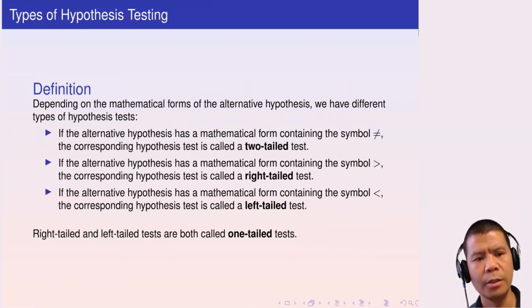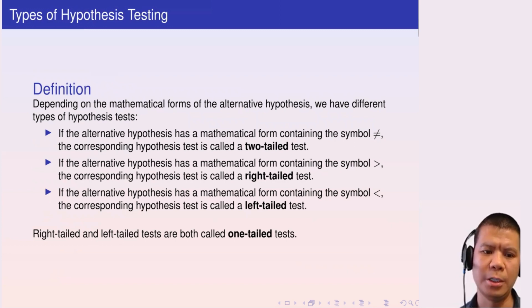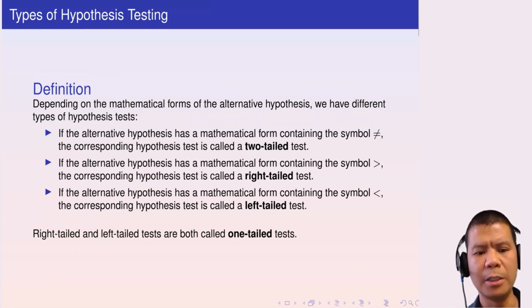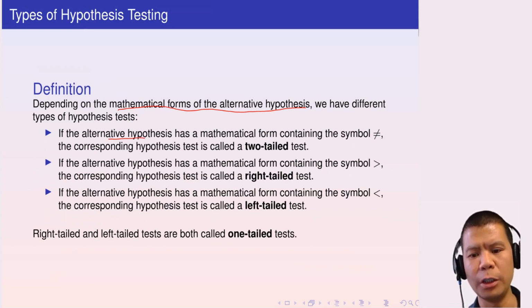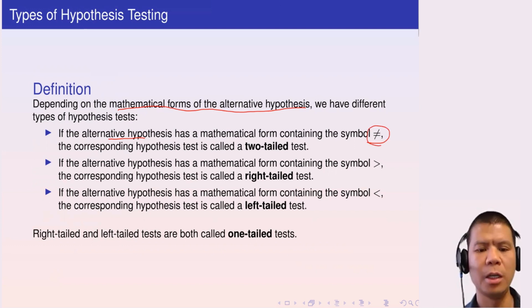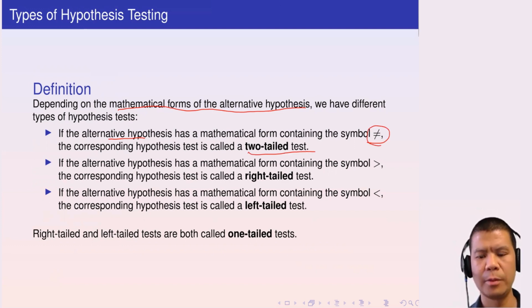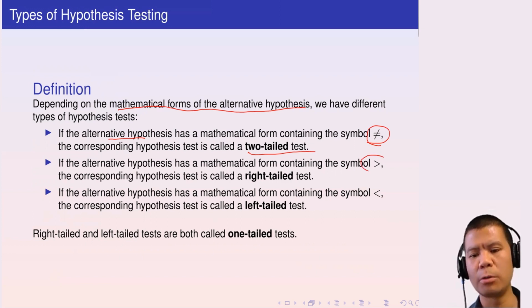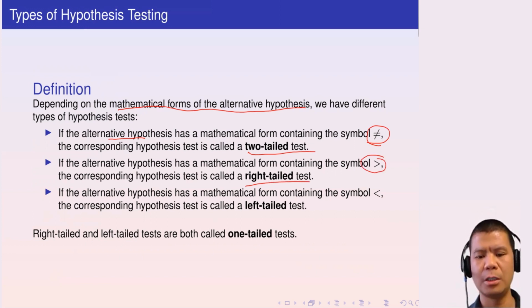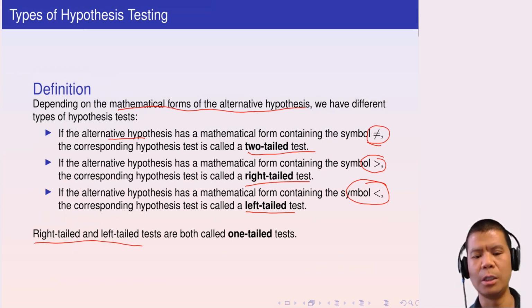Now, depending on the alternative hypothesis, we have different types of hypothesis testing. Depending on the mathematical form of the alternative, we have different types. So if the alternative hypothesis has a mathematical form containing the inequality sign, it's called a two-tailed test. If it contains a symbol greater than, it's a right-tailed test. If the symbol is less than, it's a left-tailed test.